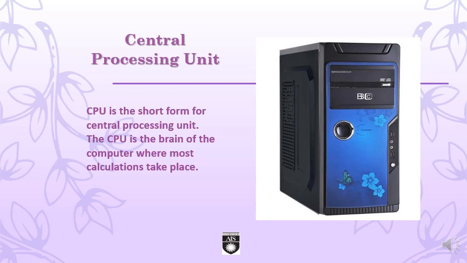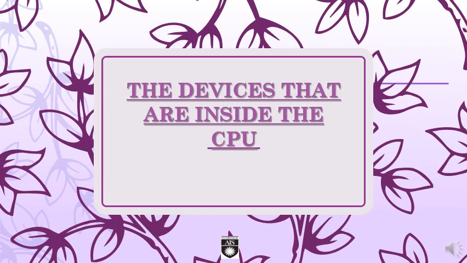Children, as you can see in this picture, it is a CPU. The full form of CPU is Central Processing Unit. The CPU is the brain of the computer where most of the calculations take place. So children, let us now learn some very important devices that are inside the CPU.